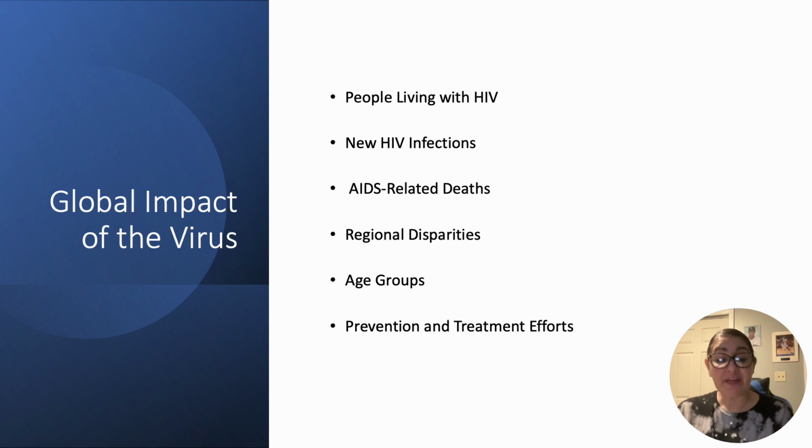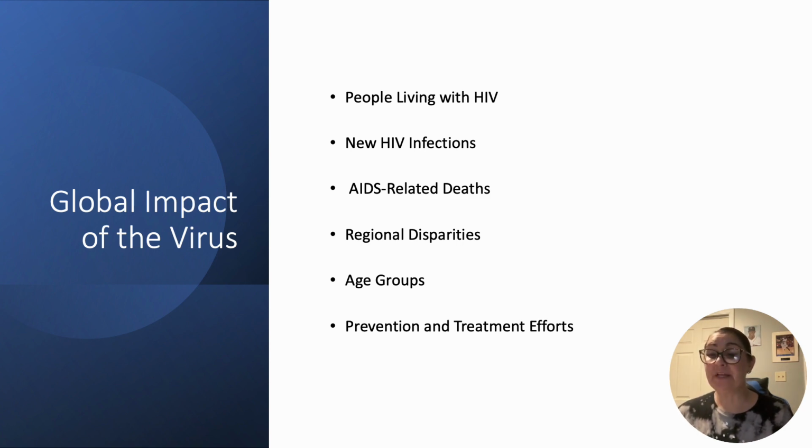The global number of AIDS-related deaths in 2020 was around 680,000. And then Africa is the most heavily affected region, with the highest prevalence rates and the majority of new infections and AIDS-related deaths. Other regions such as Asia and the Pacific, Latin America, the Caribbean, Eastern Europe, and Central Asia also have varying levels of high prevalence.